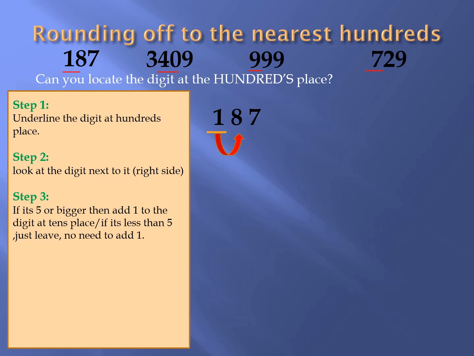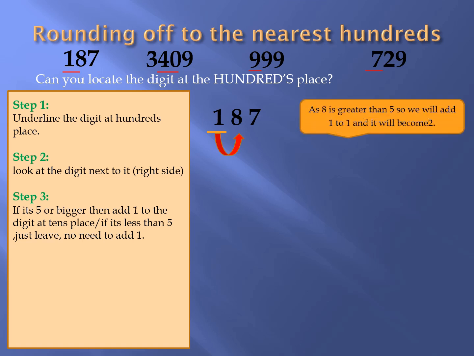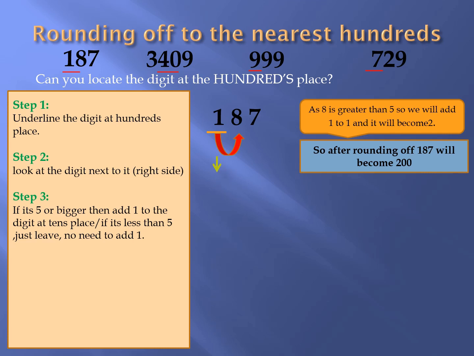Now as we did in the rounding off to the nearest tens, again we will look at the digit to the right. यहाँ पे हमें 7 को नहीं देखना, बिल्कुल 1 के बाद वाला जो डिजिट है उसको देखेंगे. Now it is again more than 5, so what are we going to do? We will be adding 1 to it. इस 1 में हम एक और 1 ऐड कर लेंगे, तो it will become 2 as 8 is greater than 5. ठीक है ना? So after rounding off 187, it will become 200.